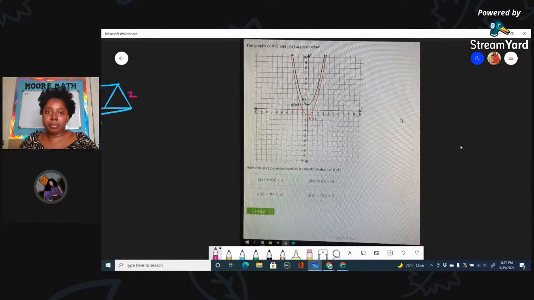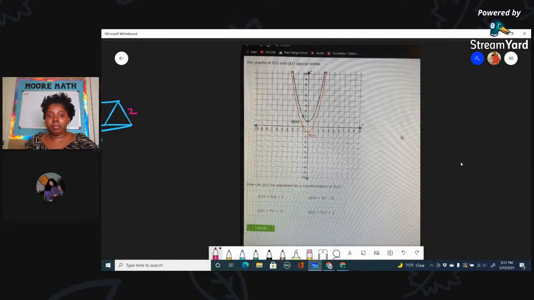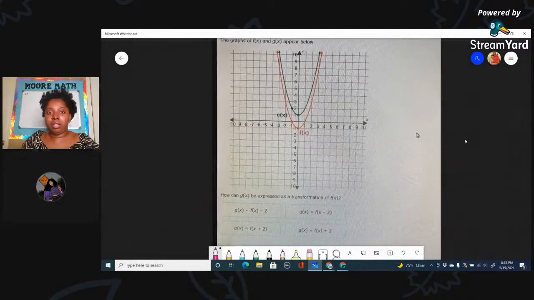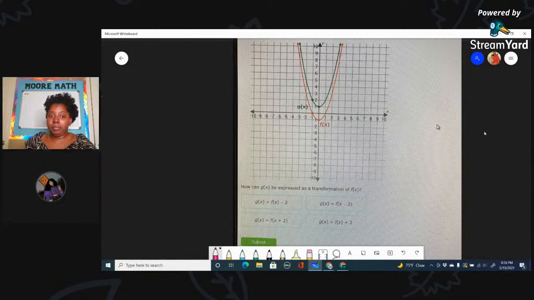Okay. You would go, express the transformation of x. So you would go down. So to go from red to green, what did you do? I was supposed to go up. Okay. So you're supposed to add. But they're saying g(x), you took this and you went up 2, right? Okay. Do you see that?